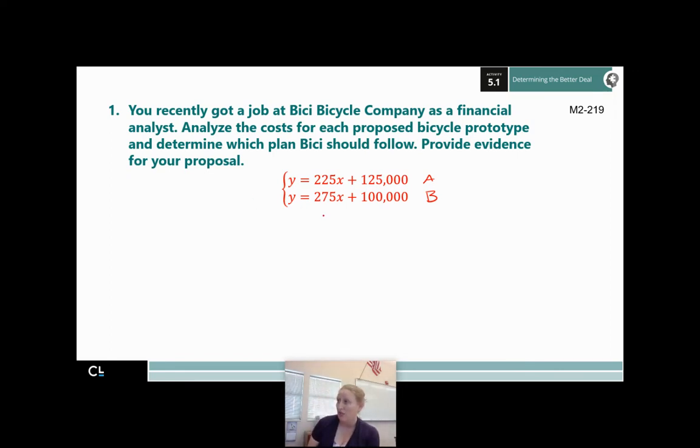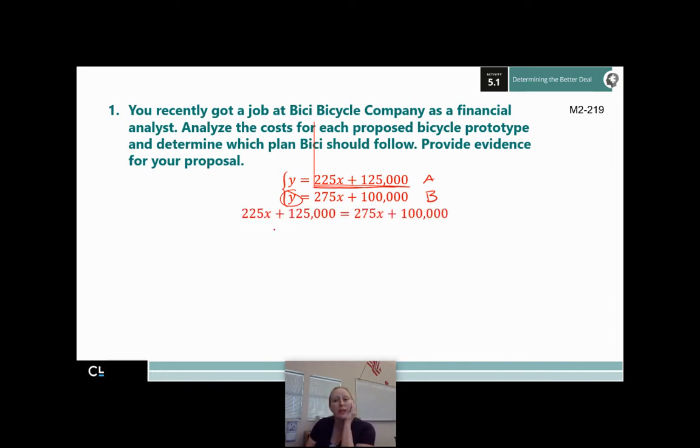Now, there are a lot of ways you can do this. You can do linear combinations, you can graph it, but I'm going to use substitution. I see that y equals all of this stuff here, which means I can substitute for y. Instead of y, I can plug in 225x plus 125,000. So that's what I did.